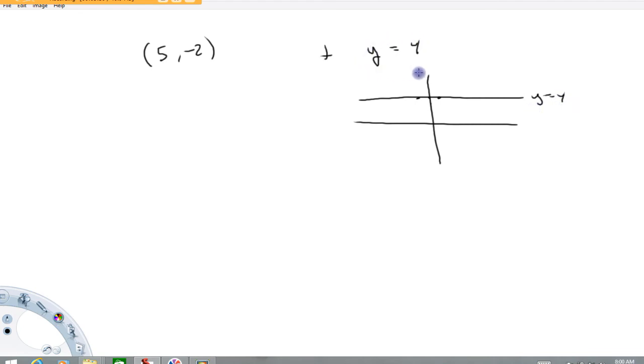So this is horizontal. We're looking for something perpendicular to that, so that's going to be vertical, and it's got to go through the point 5, -2. So I'll go ahead and put that one in green. 5, -2, 5 over, 2 down, and we're looking for a vertical line. Vertical lines have mathematical forms that look like x equals a number, and that number must be 5 because every x value on that line has got to be a 5. So there is the equation for the line that goes through this point, perpendicular to this one.